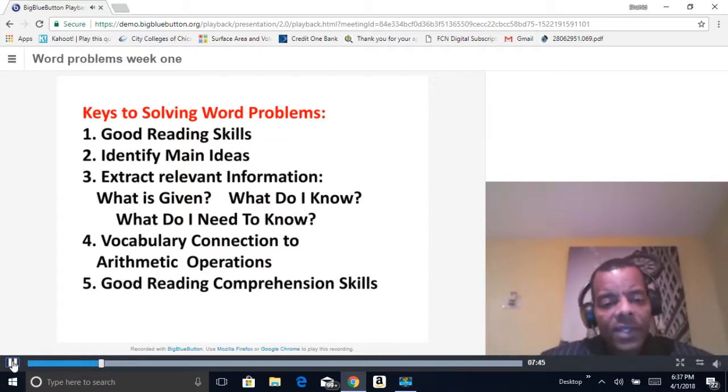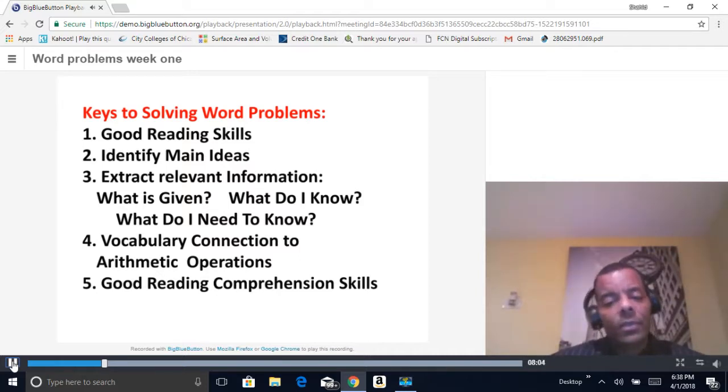Then the last thing, or another key thing to solving word problems, is to have good reading comprehension skills. How do you gain those? You have to read again. So we're encouraging you to be good readers because you're going to be able to transfer that into being good problem solvers.